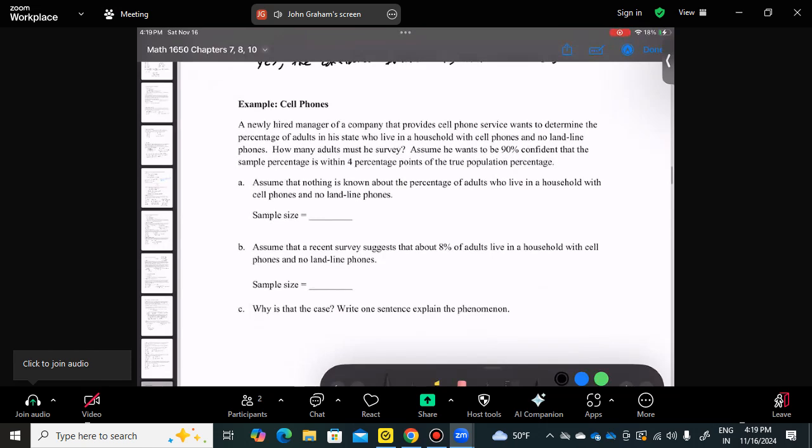A newly hired manager of a company that provides cell phone service wants to determine the percentage of adults in his state who have lived in a household with cell phones and no landline phones. How many adults must he survey? Assume he wants to be 90% confident that the sample percentage is within 4 percentage points of the true population percentage. So the margin of error is 0.04. The confidence level is 0.9. We are looking for the sample size.